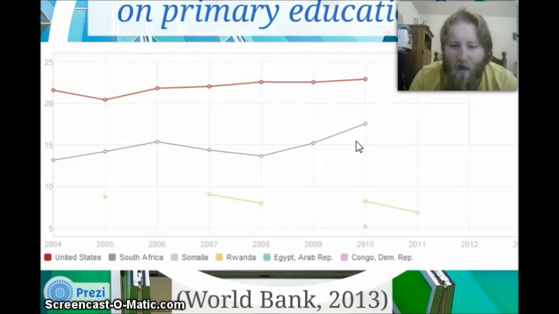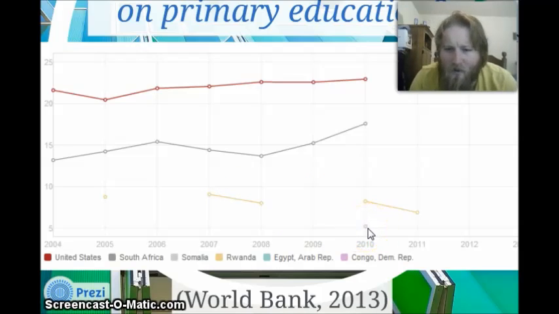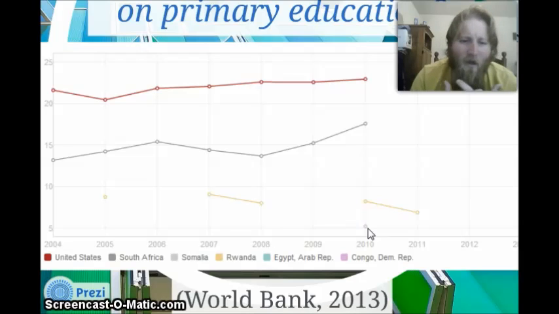So it looks like about every 2 years they're having a fluctuation in how much they're spending towards primary education. What's interesting is down here you have Rwanda, who is spending anywhere between 9.8% GDP down to 6% GDP, and it fluctuates as well with the data that they have. And actually right here is Congo. So starting in 2010, World Bank was actually able to get data from the Democratic Republic of Congo.